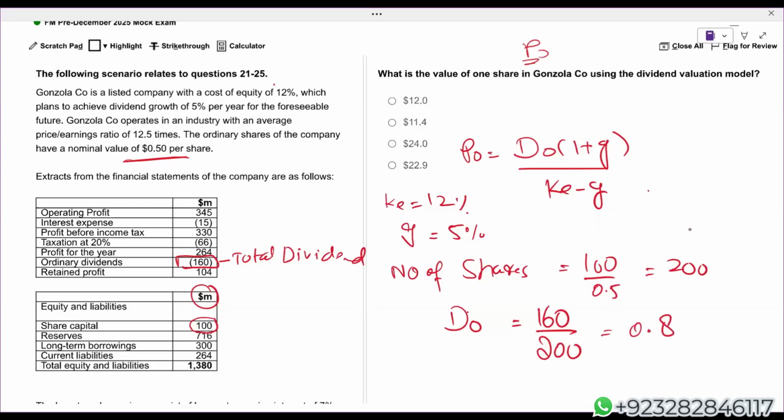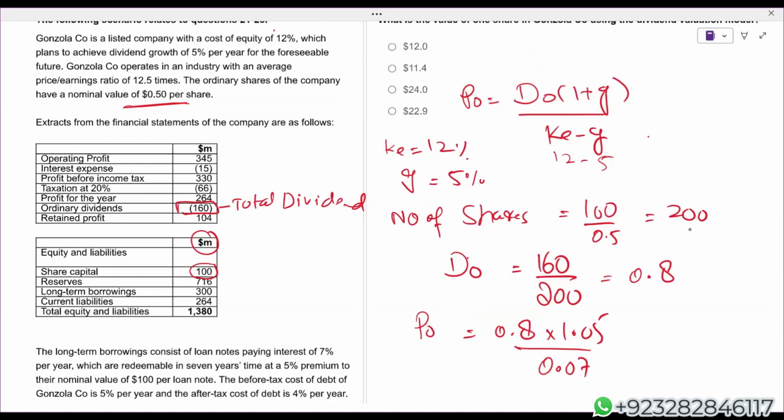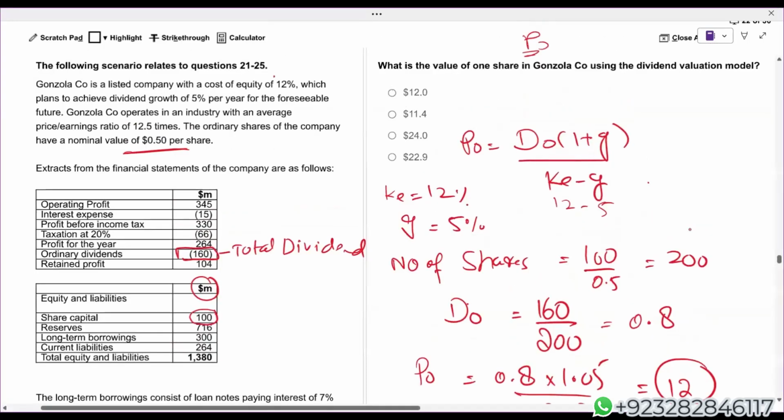So student, now you should be able to calculate P naught. D naught is 0.8, and the growth rate they have given us is 5%. Ke is 12, growth rate is 5, so in the denominator I'll get 0.07. 0.8 into 1.05 divided by 0.07. Students, I'm getting 12. Current share price I'm getting, that is 12.